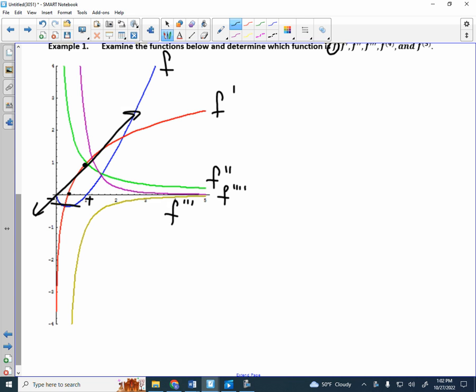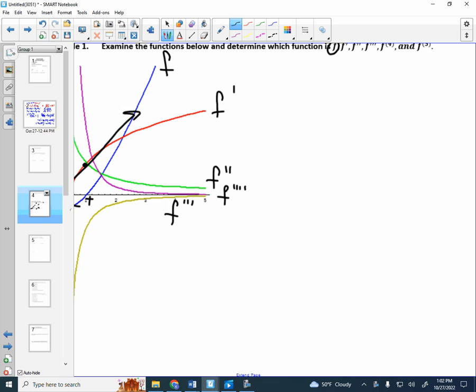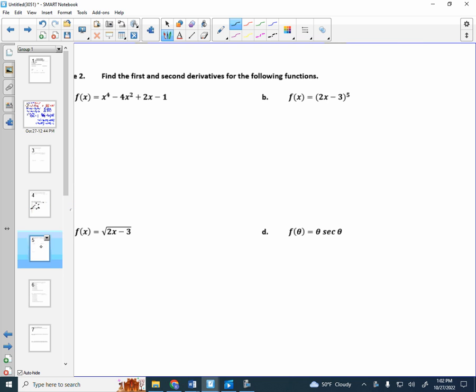So when you start to look at these on your sheet, you might get confused, and it's okay. But I would encourage you, if you don't know where to start, to just pick one to start with and try to find the derivatives and see if it works out for you. If it doesn't, then pick a different one and try to work through it. But we'll take some questions on that tomorrow, I'm sure. Flip it over.